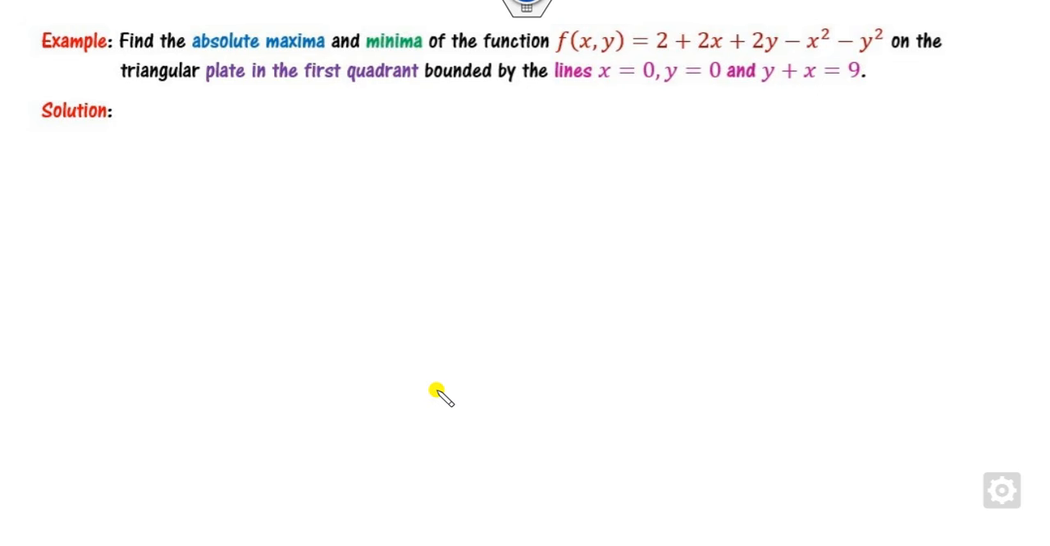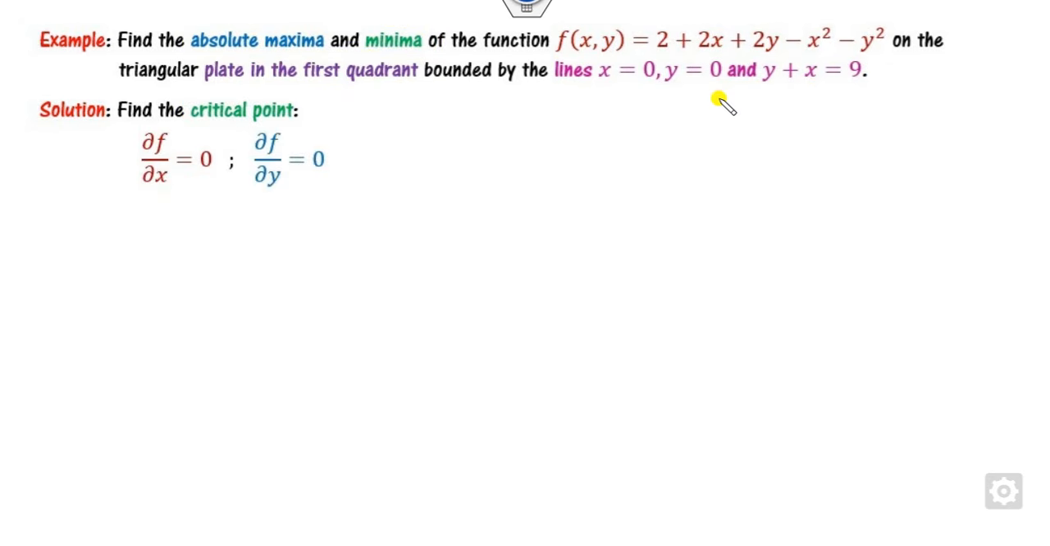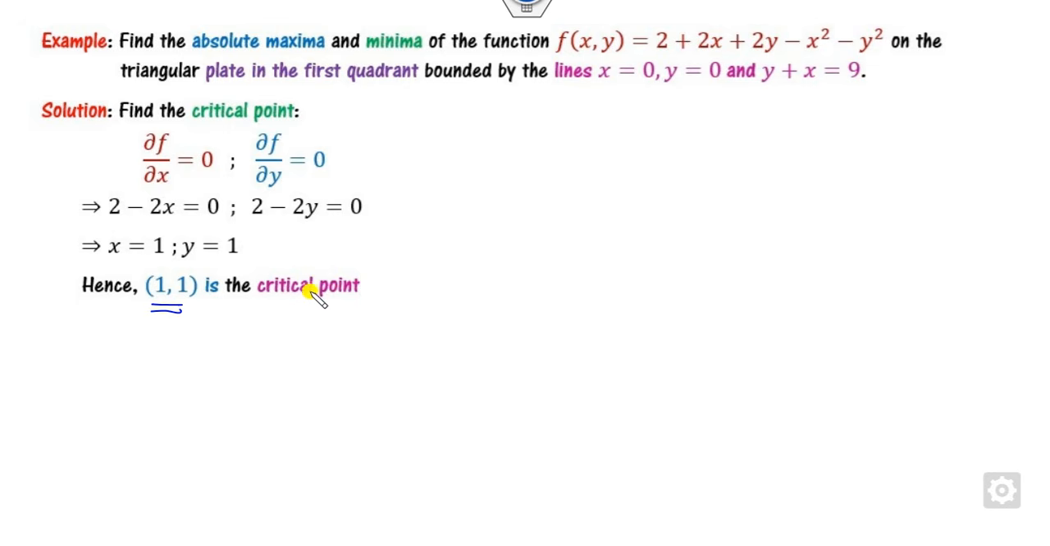For example, find the absolute maxima and minima of the function, which is on the first quadrant bounded by the given lines. Firstly, step 1, find the critical point. The partial derivative of f with respect to x is 2 minus 2x, set to 0. With respect to y it is 2 minus 2y, set to 0. After solving this, you get x as 1 and y as 1. Therefore, (1, 1) is my critical point.